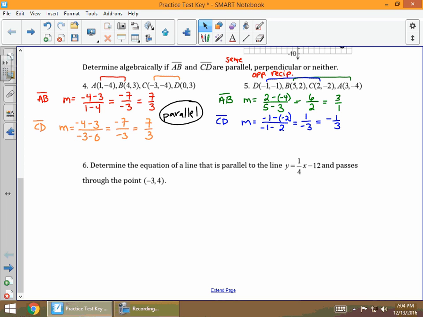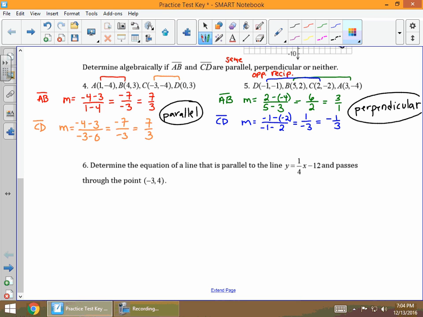So as I compare these 2 slopes, one of them is +3/1. The other one is -1/3. Those are opposite reciprocals. These 2 lines are perpendicular. They are perpendicular to one another.